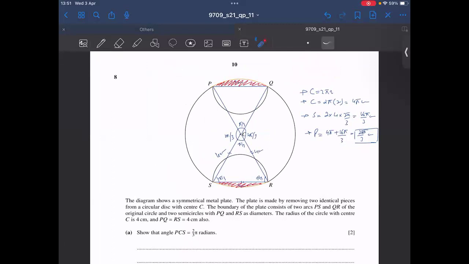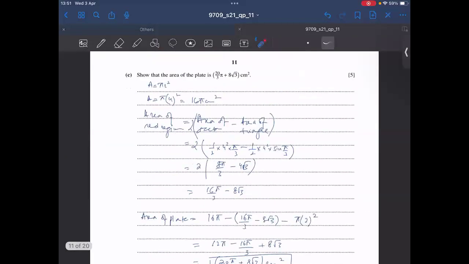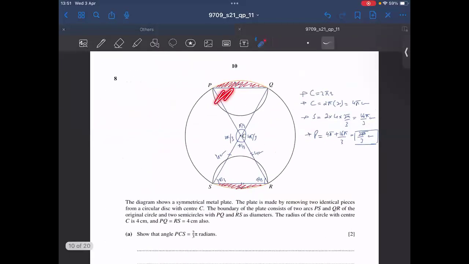Sir, why did we subtract from pi r square? Because this is the vacant area. You don't have anything over here, so you need to subtract the area. Don't have anything, no? Sir, then didn't the triangle's area come in? No.